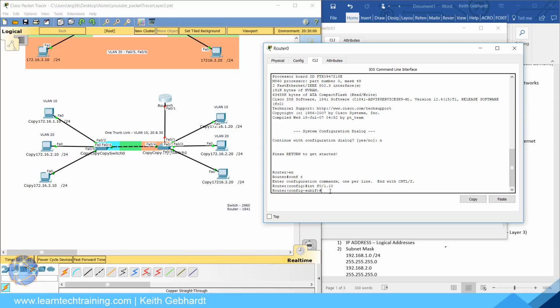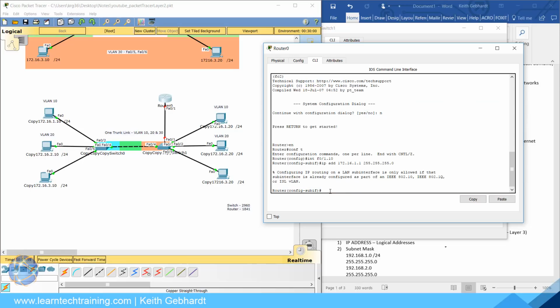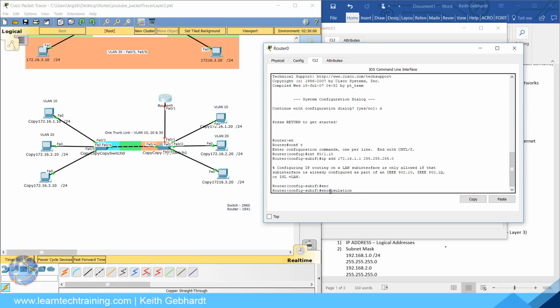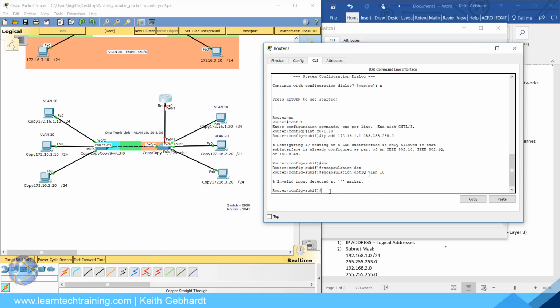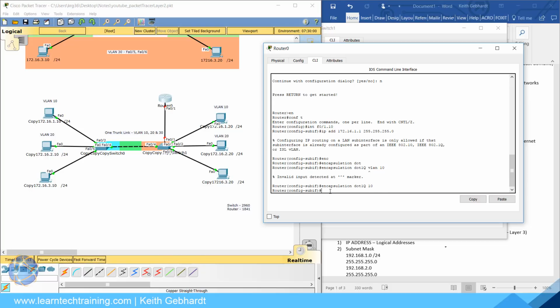Here, we need to give it an IP address of 172.16.1.1, 255.255.255.0. We're going to do an encapsulation 802.1, actually it's dot1Q, 10. I'm sorry, not VLAN 10, just 10. There we go. I'm so tired from moving all week. I'm moving offices, actually. All right, so encapsulation dot1Q, everything is good.